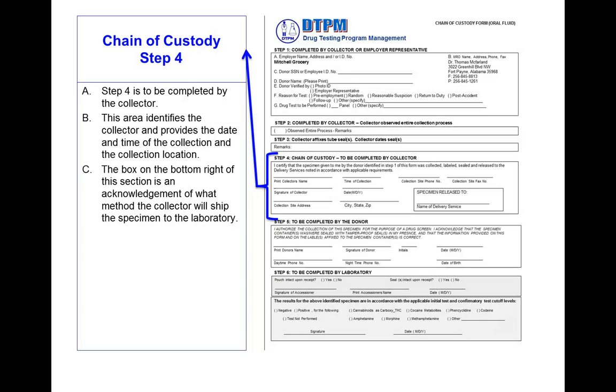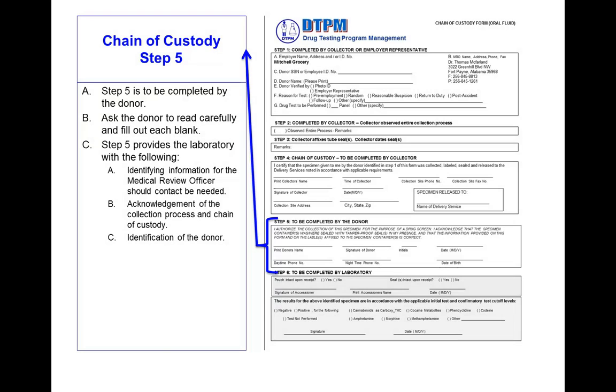Step 4. Step 4 is to be completed by the collector. This area defines who the collector is, provides date and time of the collection and location. The box to the bottom right acknowledges how you will ship the specimen to the laboratory. So what you'll write here is going to be UPS, or if it were to be FedEx, courier, if somebody's coming by to pick it up, like one of DTPM staff members. So you'll write in there just how that specimen is leaving you and going to the laboratory.